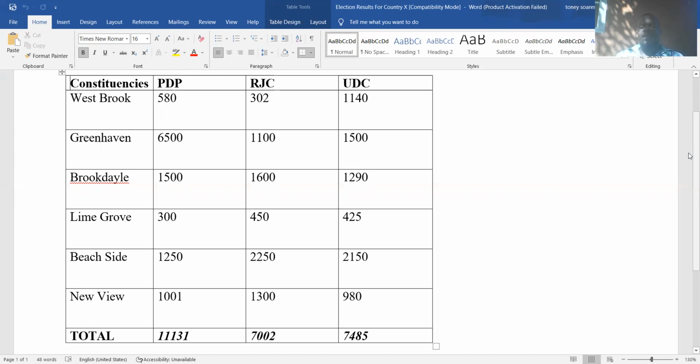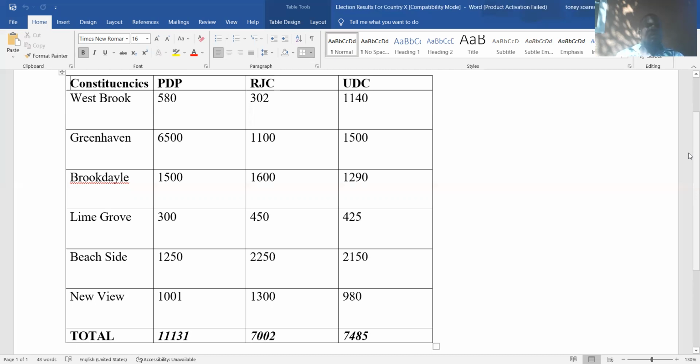Candidate from UDC got 1,500 votes. So the declared winner is the candidate from PDP that got 6,500 votes. Let's look now at the constituency of Brookdale. PDP candidate got 1,500 votes. RJC candidate got 1,600 votes. UDC's candidate got 1,290 votes. So the winner of that constituency is the candidate from RJC with 1,600 votes.